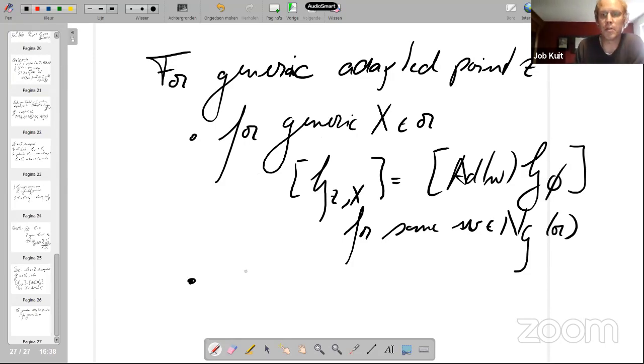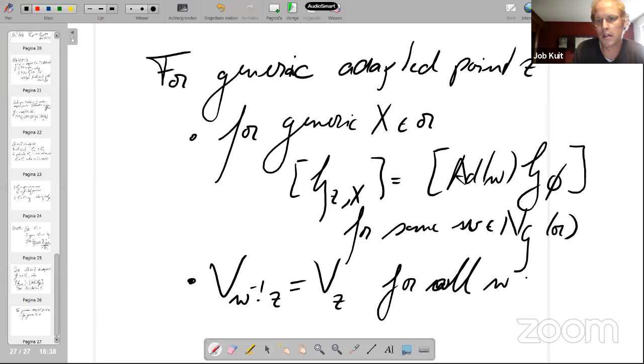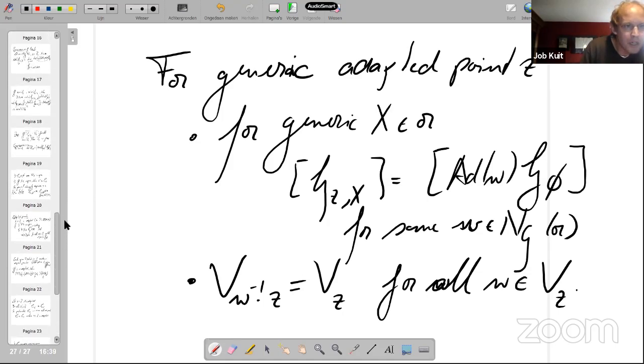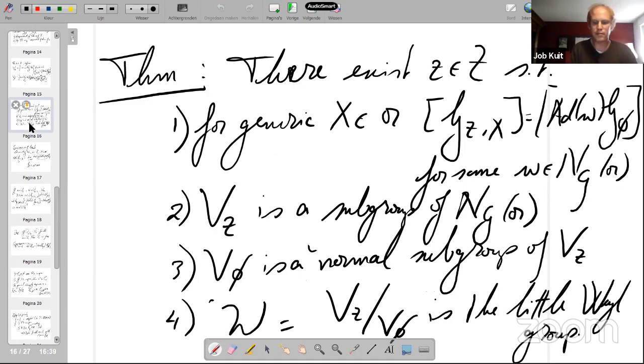The other thing that happens for generic adapted points is that you get this condition on these V_Z that I formulated before. You want that V of W inverse Z is equal to V_Z for all W in V_Z. This makes it into a group. So this you can also arrange for generic adapted points. If you have these two things, then let me try to go back to the theorem. Then you get quite a bit of the theorem. So you get V_Z as a subgroup. You can take this quotient, you get some group. And actually this quotient is starting to look like something that has a fundamental domain, the compression cone. And that would actually identify it as a little Weyl group. Okay, so let me stop there. Thank you very much for your attention.